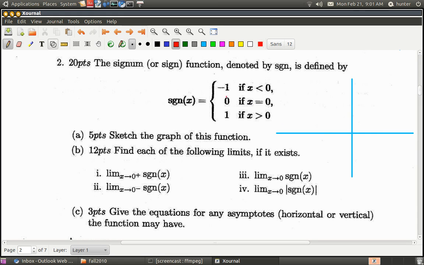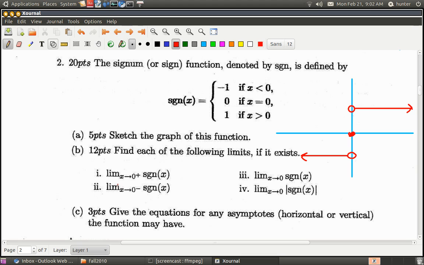It's -1 if x is less than 0. So here it's a constant function, -1, until you get to the y-axis. And then at 0 it's defined to be 0. And then after 0 it picks up again here at 1 and becomes a constant function. So this is the signum function, and we are supposed to evaluate these various limits. So let's look at this first one.